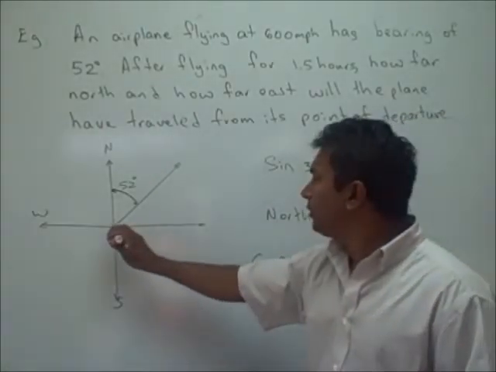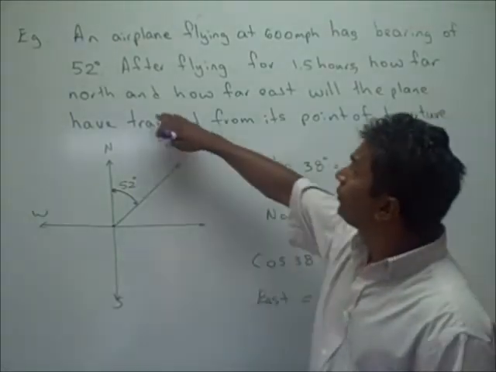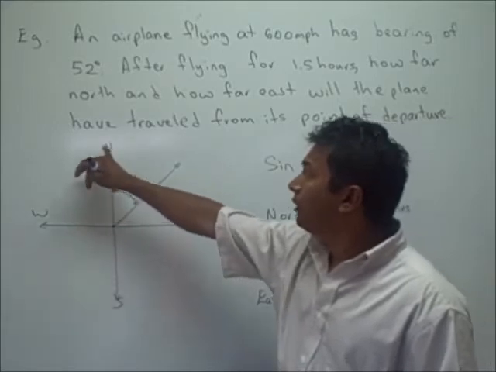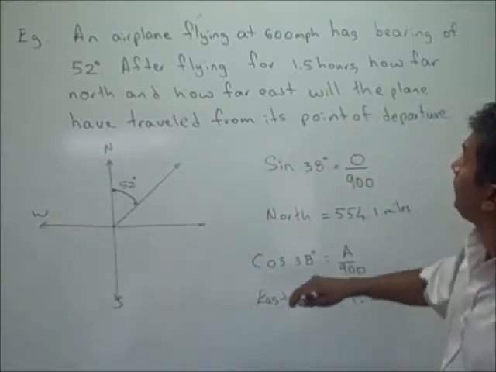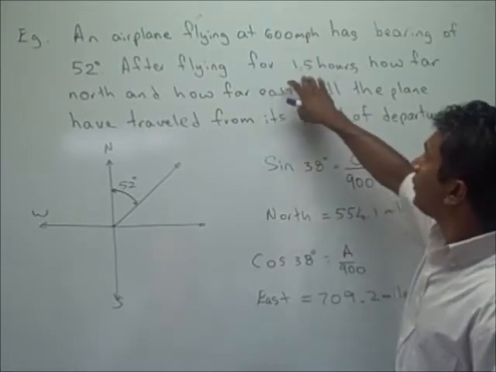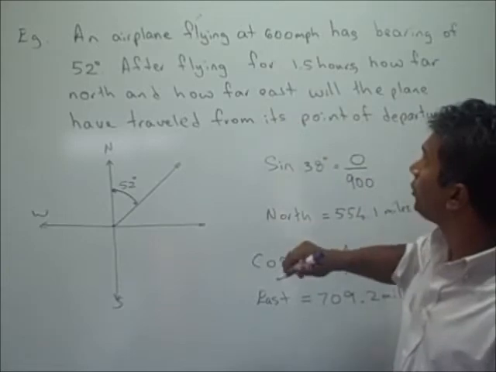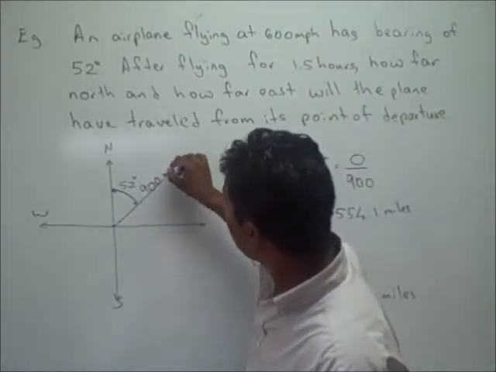So here we're assuming this is our point of departure. Our bearing is 52 degrees. We know for airplanes, the bearing is measured from north. So here, this is our bearing of 52 degrees. 600 miles per hour at 1.5 hours, so 1.5 times 600 will make our distance equal to 900 miles.